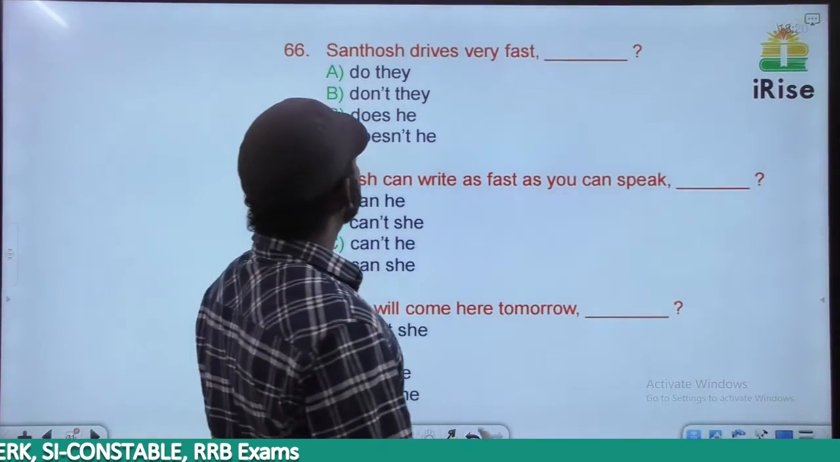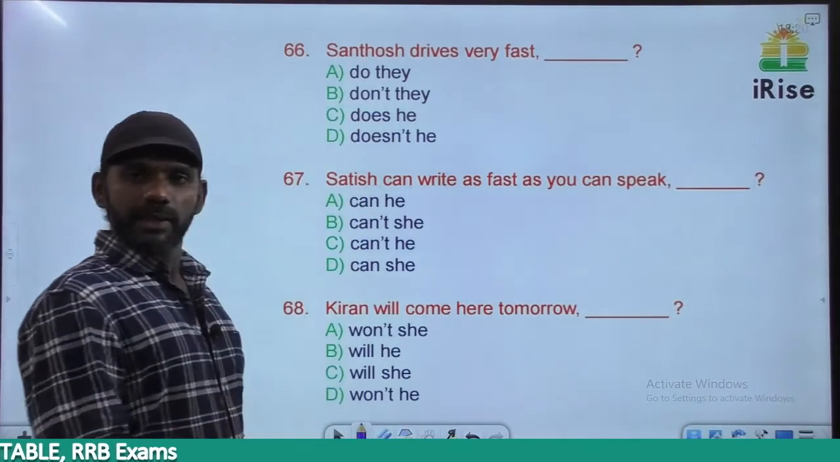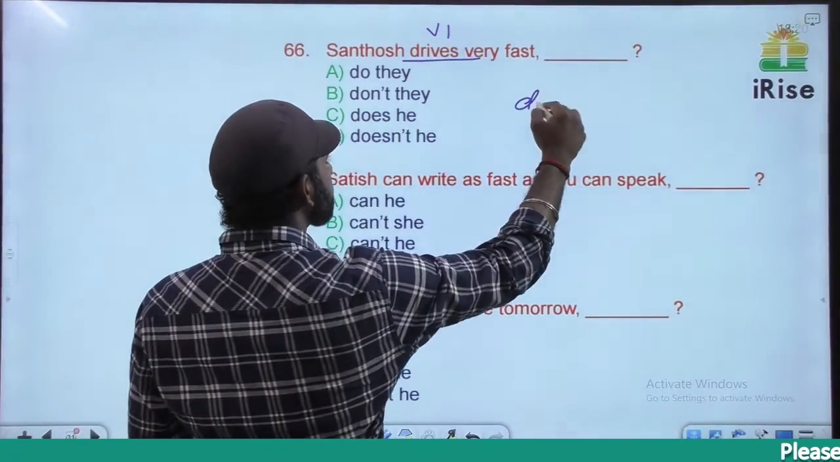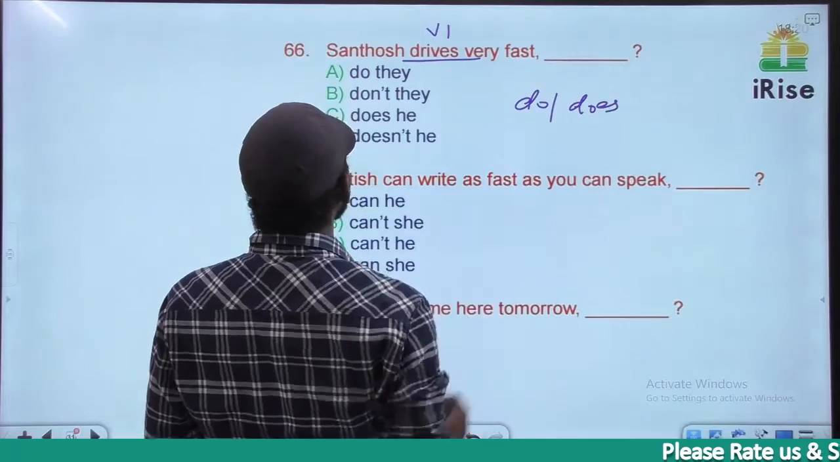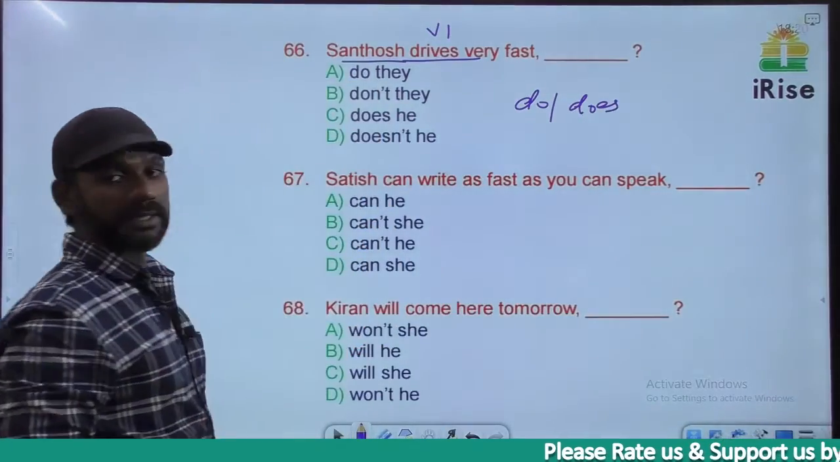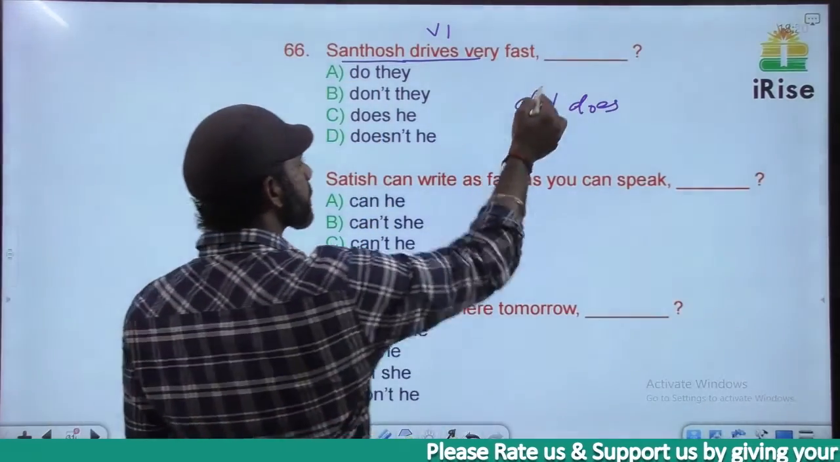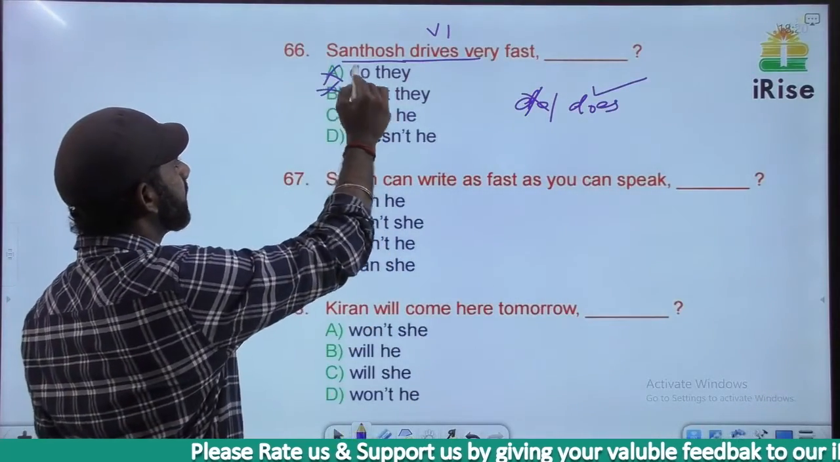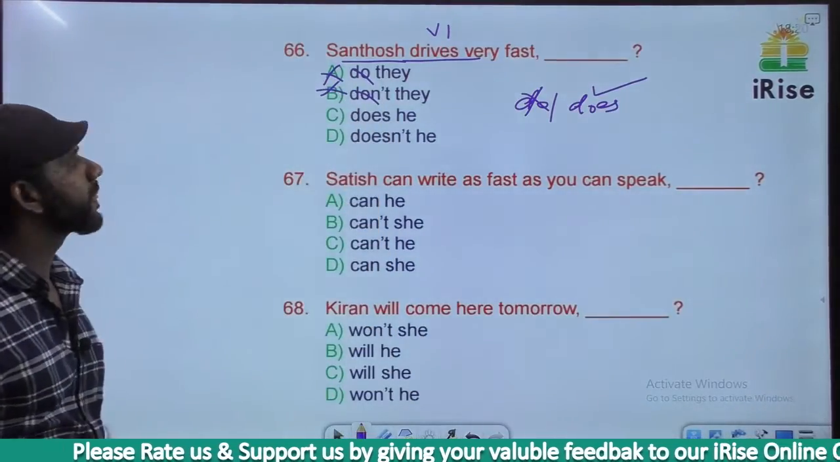Santosh drives very fast. No auxiliary verb. The verb in this sentence is drives. Drives is V1, simple present, do or does. Santosh is the subject here, singular. So the verb must also be singular. It must be does. Based on that, A and B are gone. A and B say do.